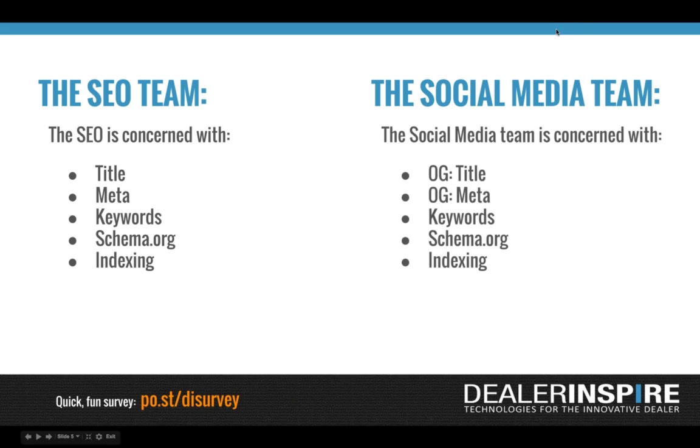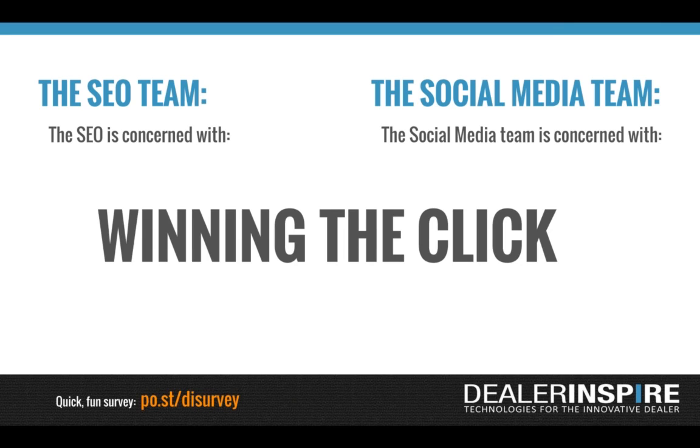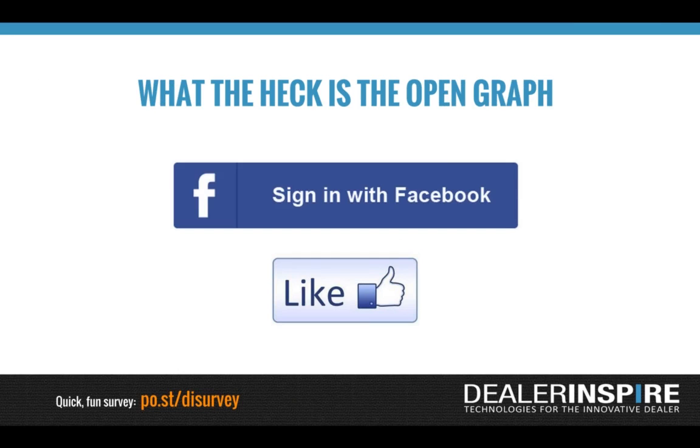Well, the social media team is interested in some of the same things, right? But their title and their meta are the open graph title and the open graph meta, which is different than what the SEO team is optimizing for, the title and the meta. Keywords are still very important to them as well, schema.org as well, and indexing. So there are some similarities, but often the things we're optimizing for on the SEO side don't necessarily win the click, right? But that's really what both teams are concerned about, and they just go about it in different ways. Both teams want to win the click.